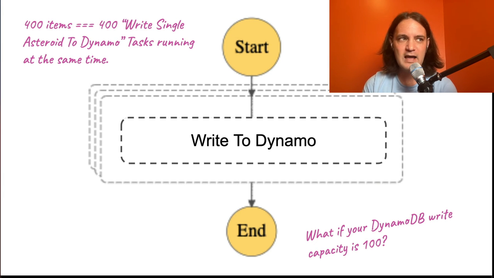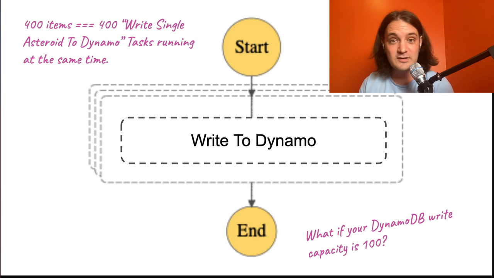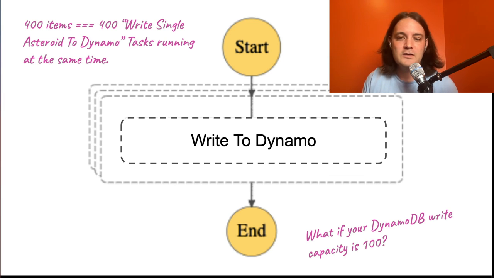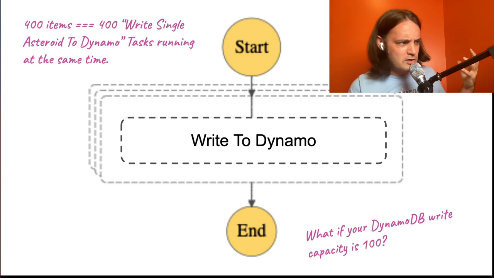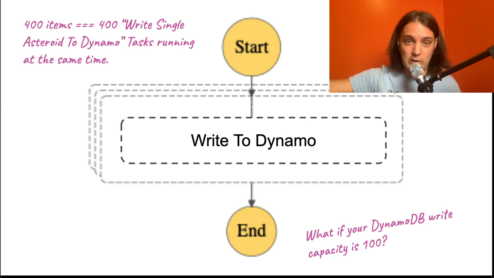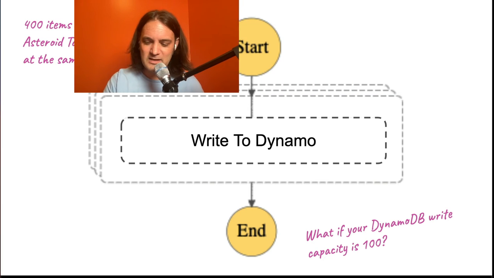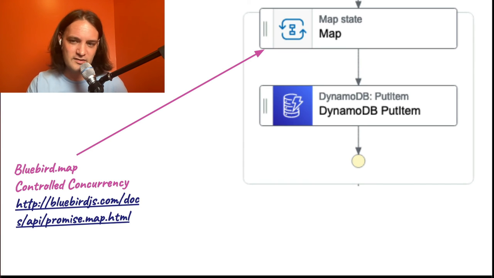Write capacity means how many times can I write? And generally it'll work. I say generally because you get a hot partition and maybe you can only write 90 times in your throttles. It could happen. So we're going to say 100 writes, but we have 400 items we need to write. What do you do? If I write to Dynamo in a map and I'm given an array of 400 things, it's going to write immediately to Dynamo. And that's not good. Map has this amazing feature called max concurrency.